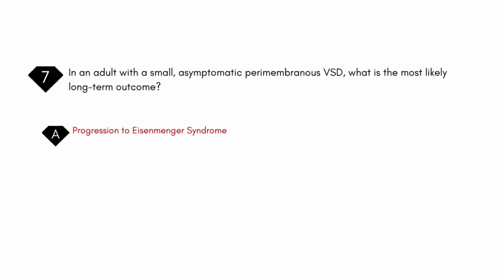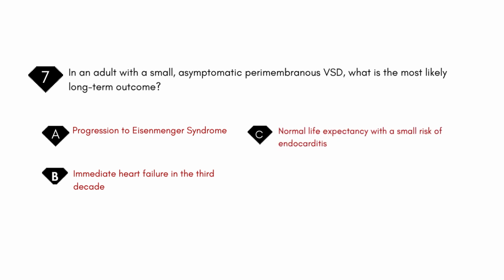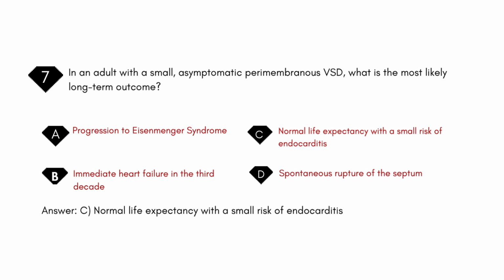In an adult with a small, asymptomatic paramembranous VSD, what is the most likely long-term outcome? A. Progression to Eisenmenger syndrome. B. Immediate heart failure in the third decade. C. Normal life expectancy with a small risk of endocarditis. D. Spontaneous rupture of the septum. Answer: C. Normal life expectancy with a small risk of endocarditis.